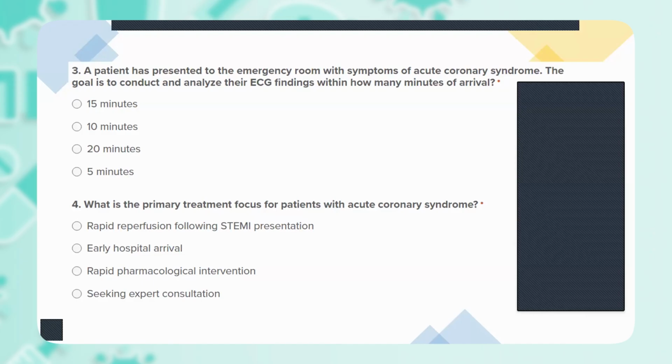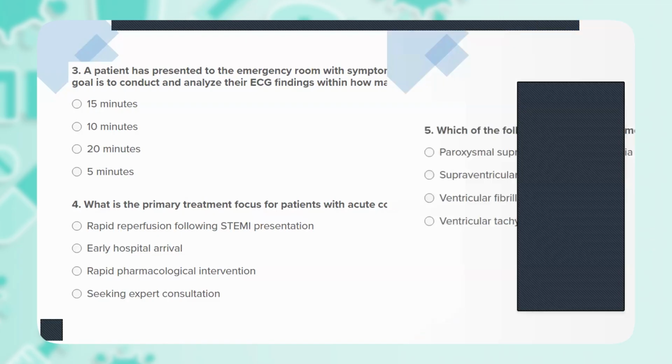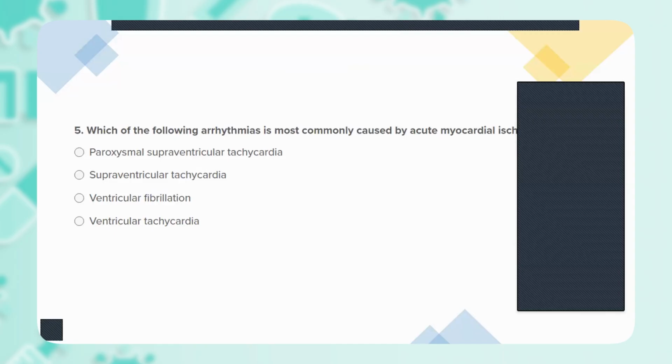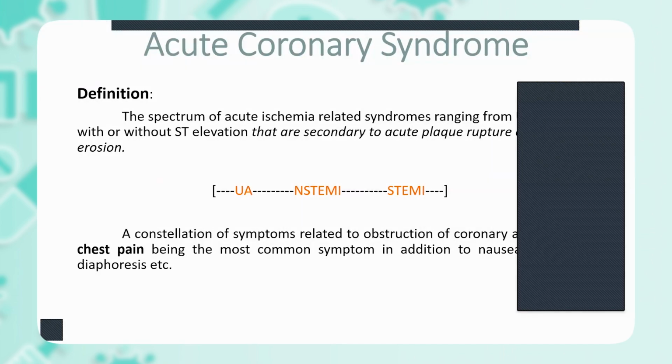Next, your primary treatment focus for patients with ACS. What do you want in your treatment? Rapid reperfusion following STEMI presentation. Amazing. Perfect. The last one before we start. Which arrhythmia is the commonest caused by MI? Number 3, ventricular fibrillation. Amazing. Perfect. Now let's begin. Acute coronary syndrome.